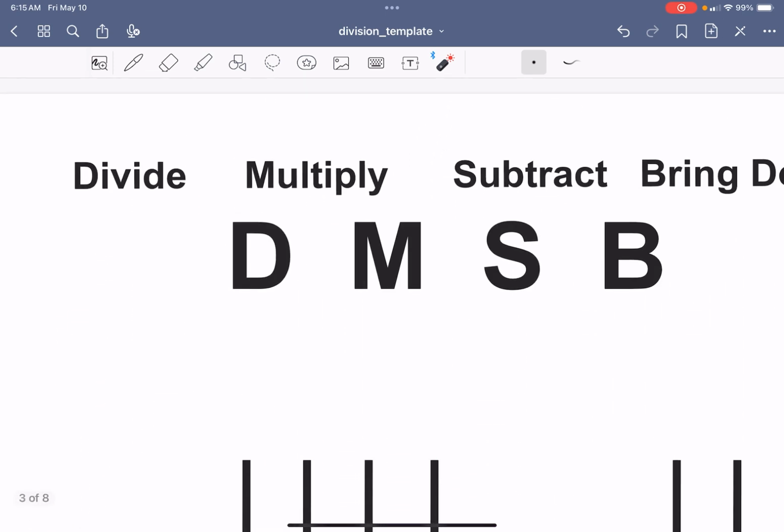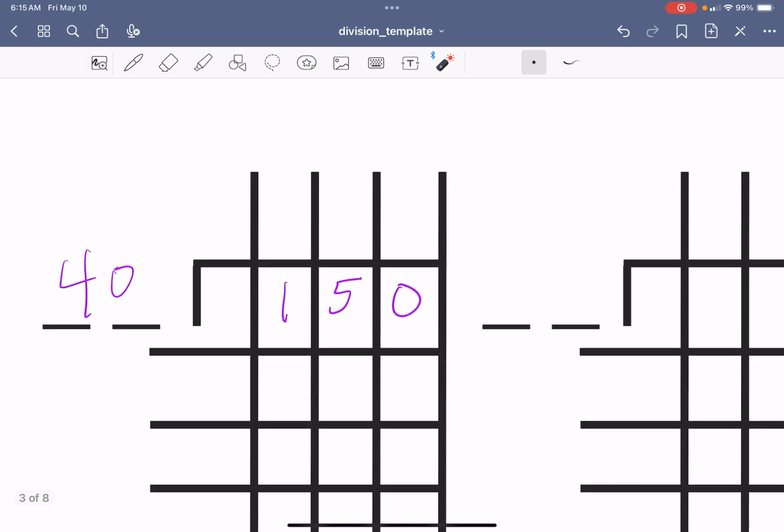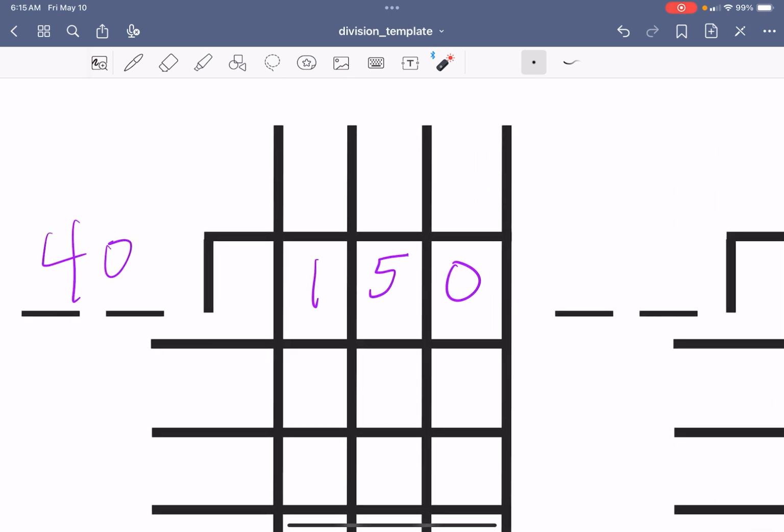So, first step is to divide. So I see here I have 150 divided by 40. So I got to divide. We have to divide every single number. So 1 divided by 40 is 0. So 15 divided by 40 is 0. So now we go to the next number. We have a 0. I'm going to add that to the 15. So now the new number is 150.